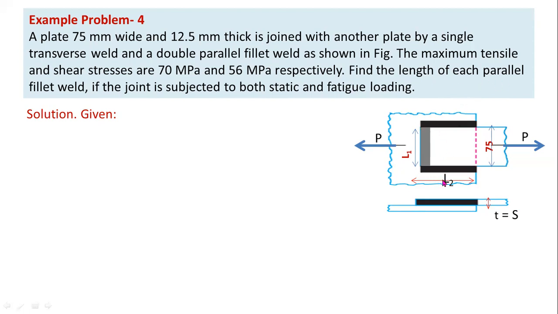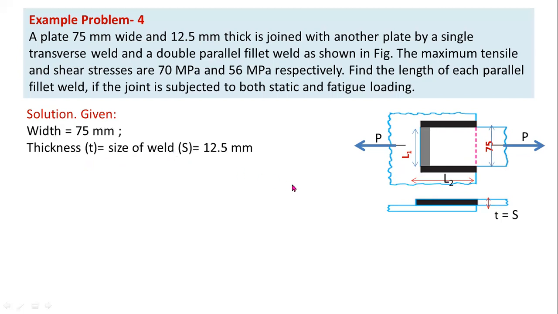Length of each parallel fillet weld, that is L2. From the given question, you have to determine the value of L2, for static loading and fatigue loading. The given values are width of the plate W equals 75 mm. Don't consider this value for determining the value of length; there is no need for this value. Now, thickness of the plate or size of the weld equals 12.5 mm.